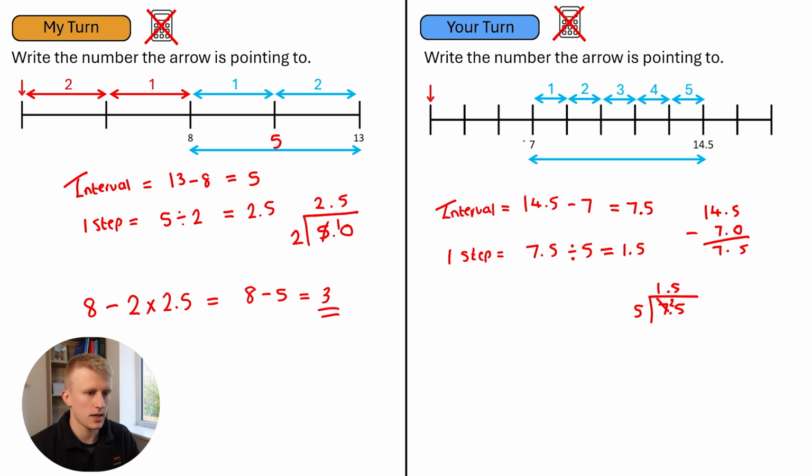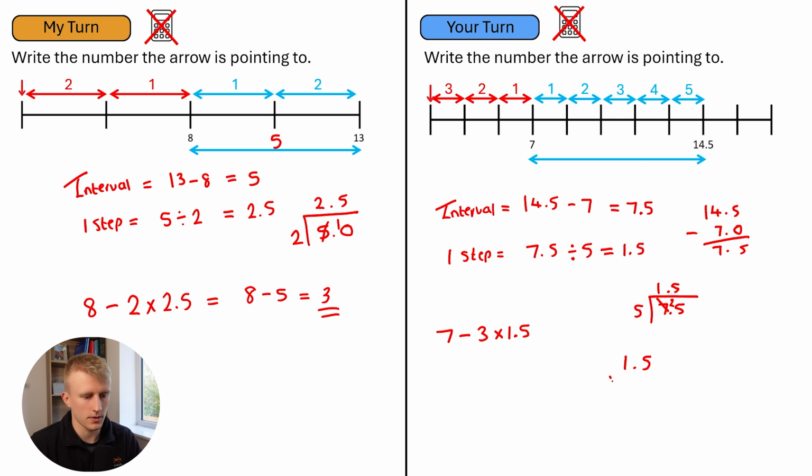We then want to look and see how many steps we went backwards from 7. So we went 1, 2, 3 steps backwards. So to work out the value that our arrow is pointing to, we're going to do 7, subtract 3 steps of 1.5. And it's non-calculator, so we need to do 3 multiplied by 1.5 first.